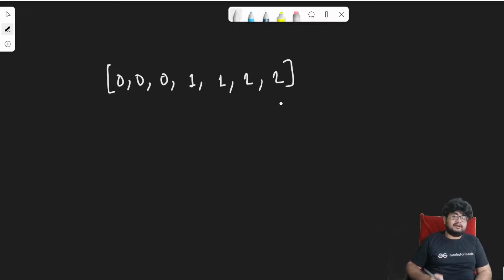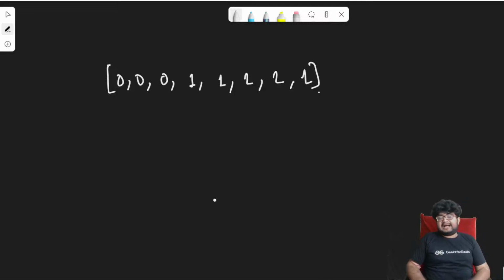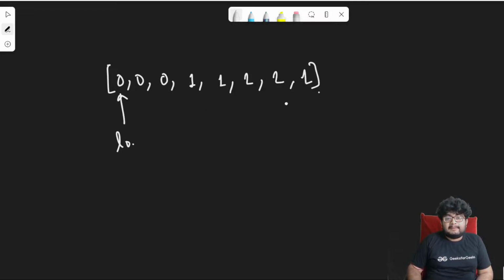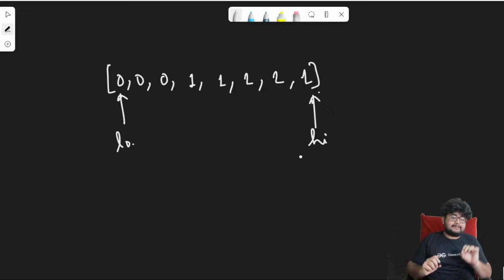How do we find the first occurrence of 1? Here the approach that I generally follow is I will make sure my low always points to a 0, and my high will always point to a 1. So if that's the case and we are running binary search, where should it ideally end?